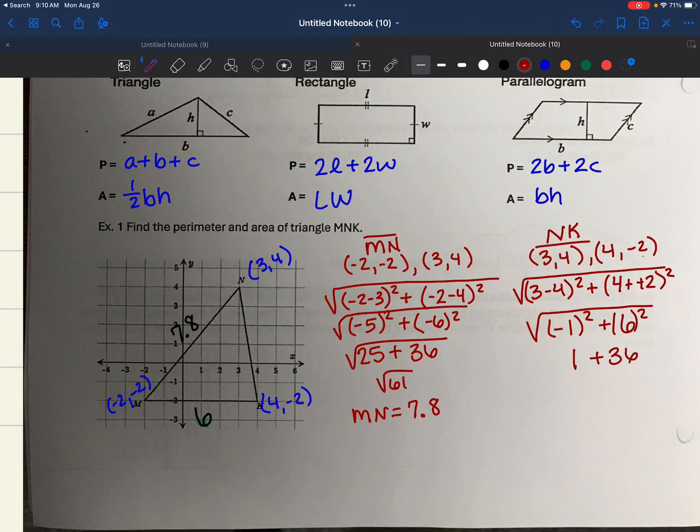Okay, we all know 1 squared gives us 1. 6 squared is 36. So I just need to find the square root of 37. That's 6.1.